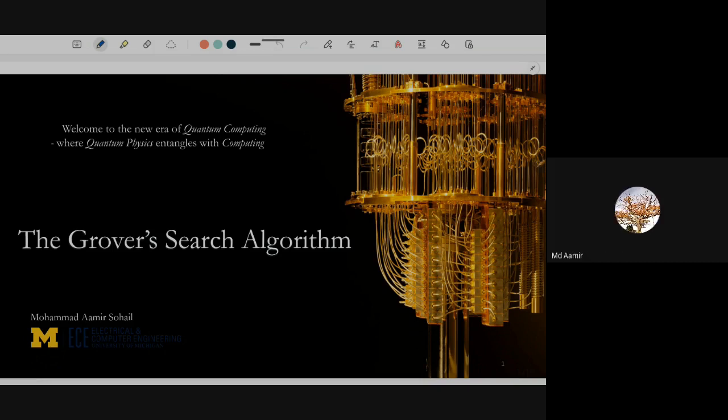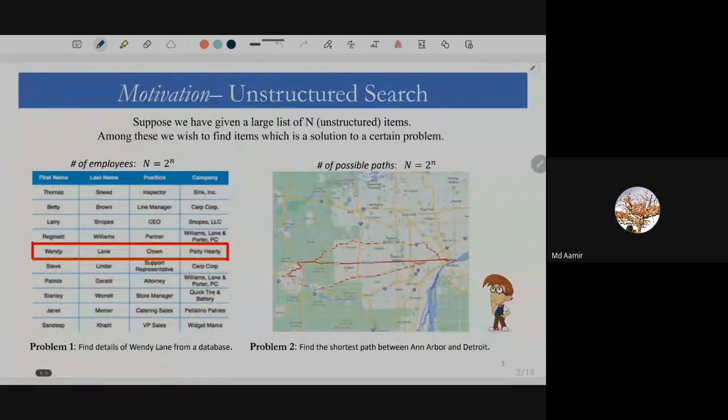Okay. So let's start with this Grover search algorithm today. We'll go through the motivation part first. What's the motivation behind this Grover search algorithm? Then we will see the exact Grover's algorithm, what it is, and then the circuit part, how the Grover circuit looks. And then we will see the cascade implementation of the Grover's algorithm.